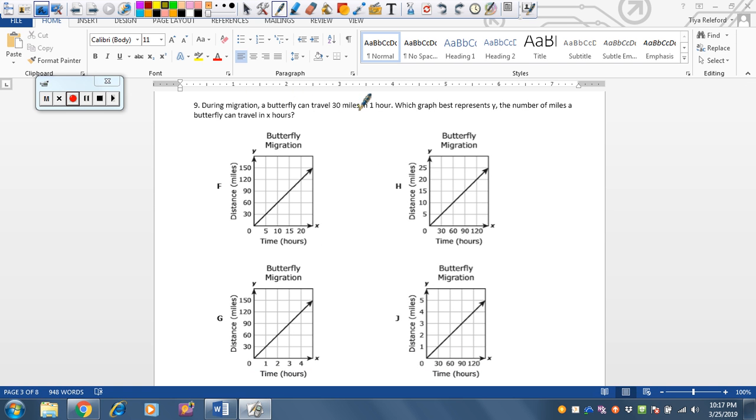Number 9 says a butterfly can fly 30 miles in 1 hour. You are looking for 30 miles and 1 hour. Now it says that x has to be hours. So if x is hours, you're looking for the 1 on the x-axis that matches the 30 on the y.